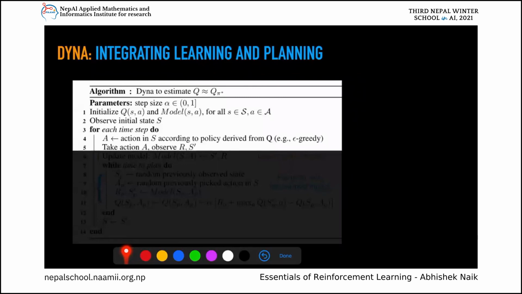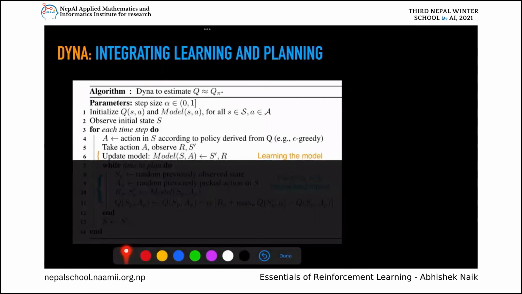As usual, we want to estimate the value of the optimal policy. We take a step size, and initialize the action value estimates and the model for all state and action pairs. We see state S, take an action, which could be an epsilon greedy action, and observe reward R and S prime. The next thing we do is update our model. We say, in state S, when I take action A, I see R and S prime, so I'll note that down in my model.